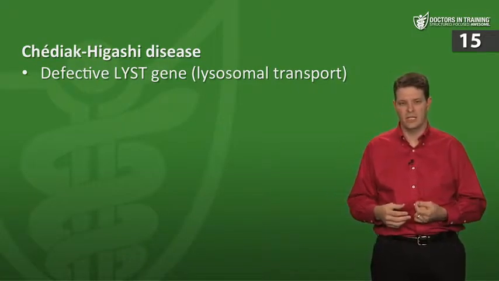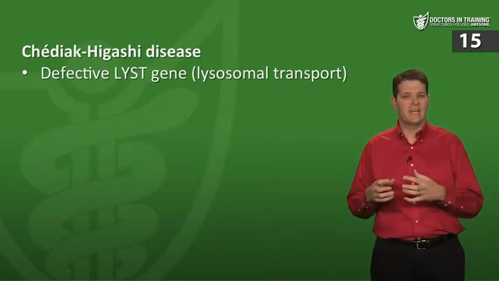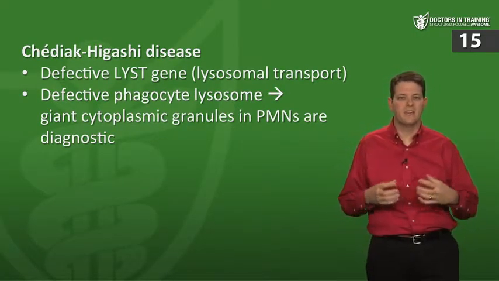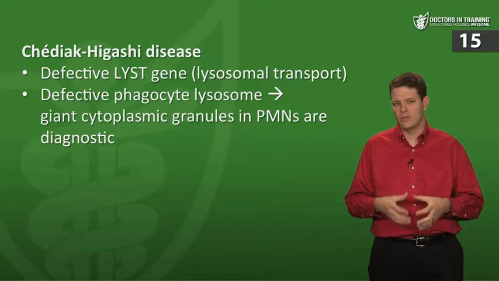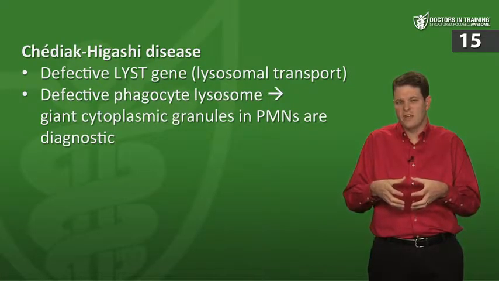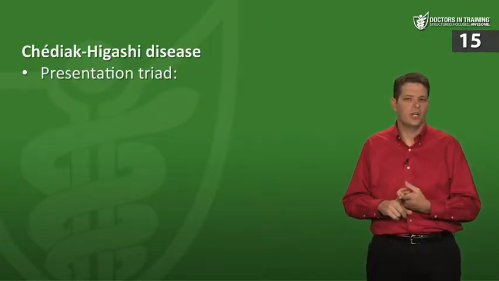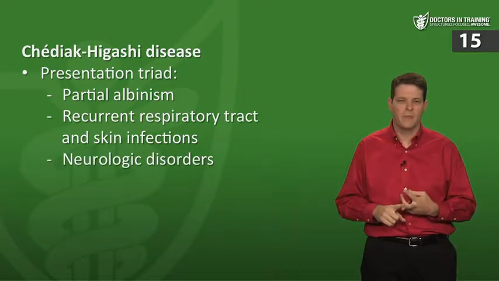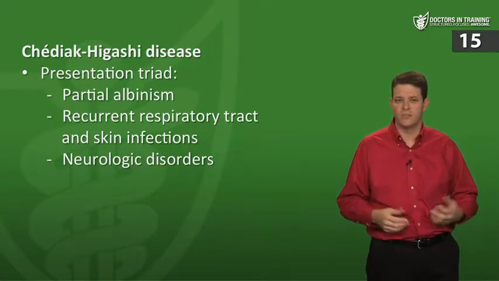Next is Chediak-Higashi disease. This involves a defect in the LYST gene, the lysosomal trafficking regulator gene, and that's important for getting enzymes into the lysosomes. If you can't get enzymes into the lysosomes, the phagocyte lysosomes are defective, they won't work. So these phagocytes engulf things, but they can't do anything with them, so you're going to see giant cytoplasmic granules in the neutrophils. The neutrophil granules are just full of all this stuff that the phagocytes aren't able to break down. It's worth knowing the clinical presentation of Chediak-Higashi disease has this triad of partial albinism, recurrent respiratory tract and skin infections, and a variety of neurologic disorders, everything from peripheral neuropathy to ataxia to seizures.